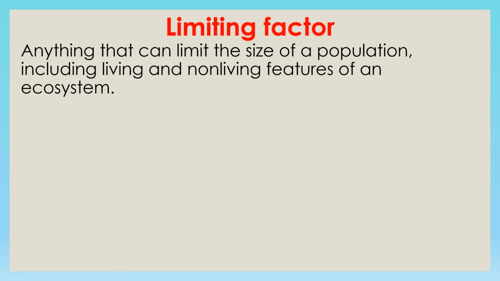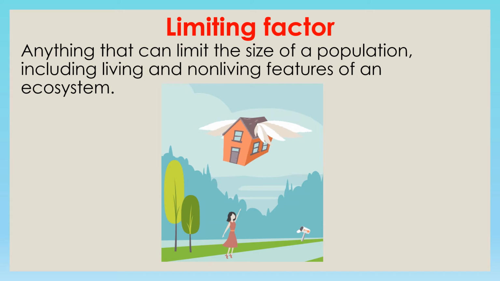Limiting factor. Limiting factor is anything that can limit the size of a population, including living and non-living features of an ecosystem. So for example, if a person is deprived of shelter, there is nothing that could protect that person from climate changes. Having said that, a living person's life could be in danger. Potentially, a person could die, causing the population to decrease in number.